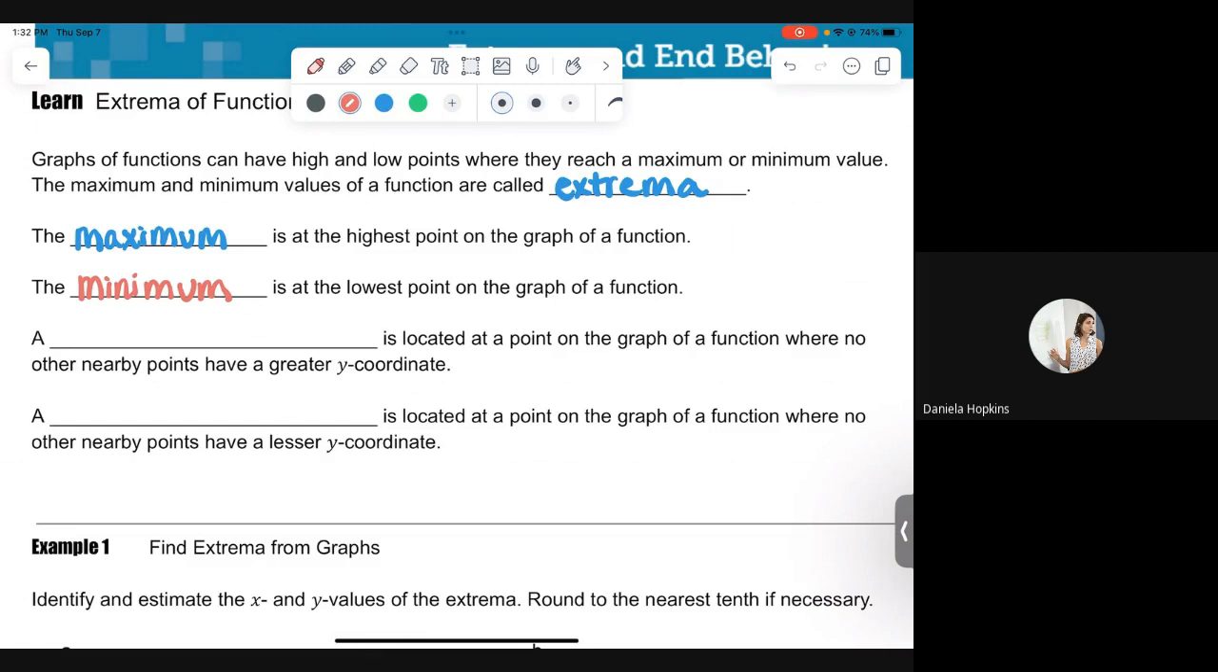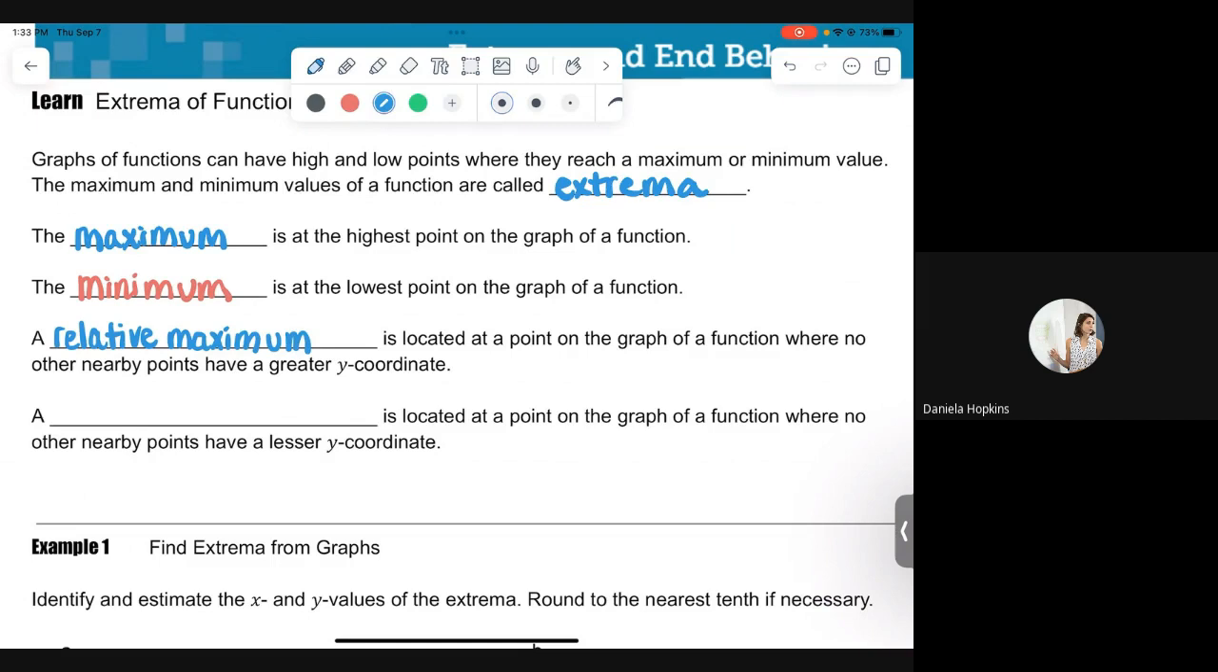Okay, so if you have one of those graphs where the arrow goes up forever, obviously you don't have a maximum, but you still might have a bump where it looks like a high spot. That has a name as well. That's called a relative maximum. So a relative maximum is located at a point on the graph of a function where no other nearby points have a greater y coordinate. So it looks like a little bump on the mountain as you go up. We'll see lots of examples.